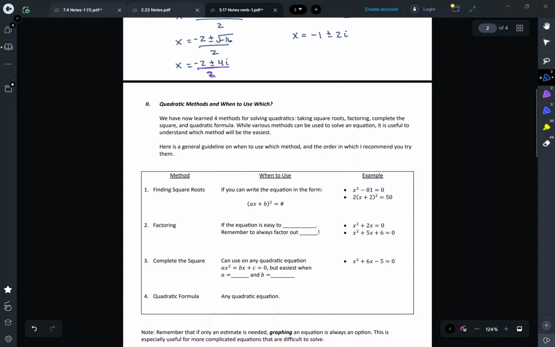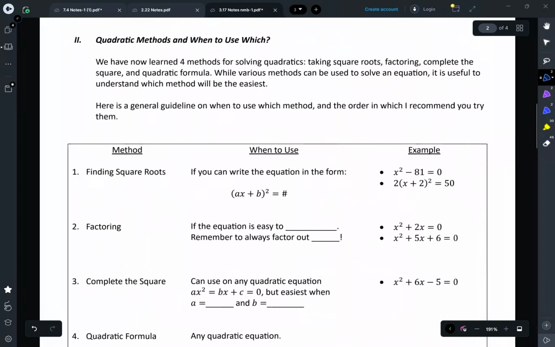So the next page is really just talking about the different methods to use. So finding square roots is great if it's already a perfect square. That's a really easy one. So there's some great examples over here. This one I have x squared and 81. I don't have that bx part in the middle. It doesn't exist. So it's real easy to add 81 on both sides and take a square root. It'd also be easy to factor though. Second one I could divide by 2 and take a square root.